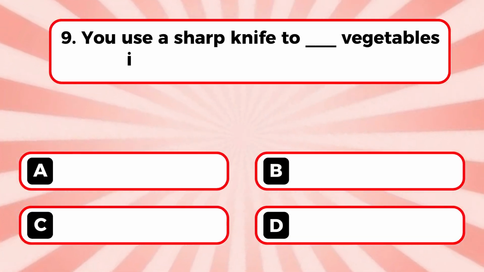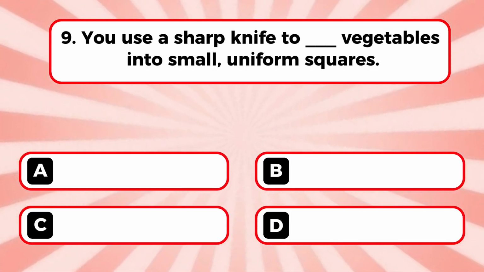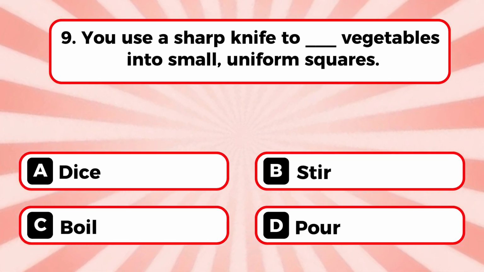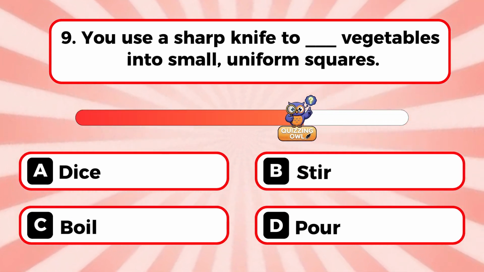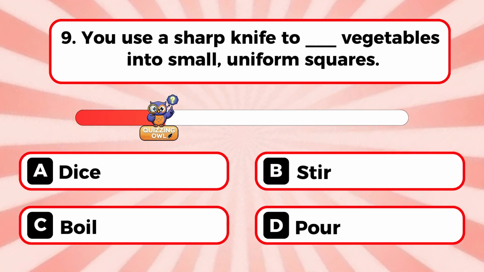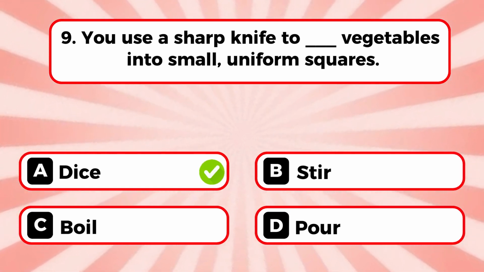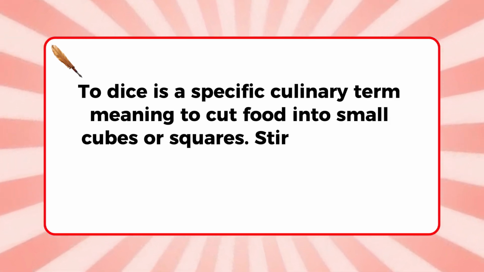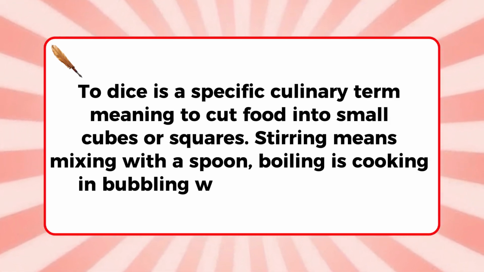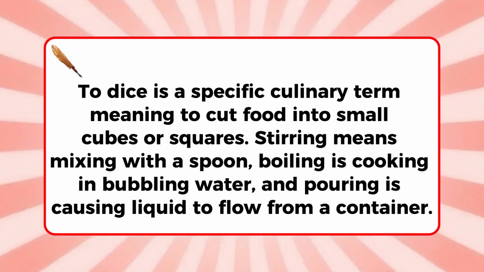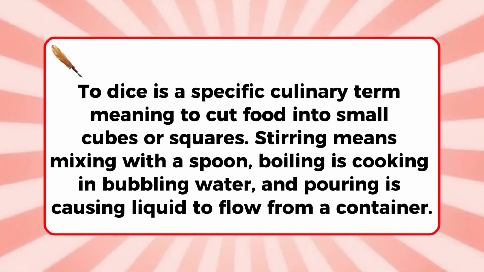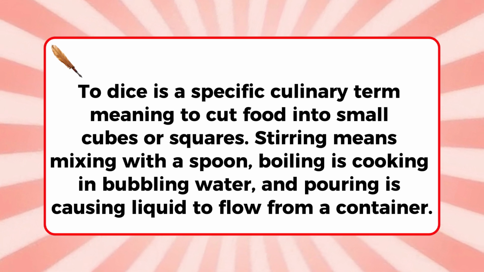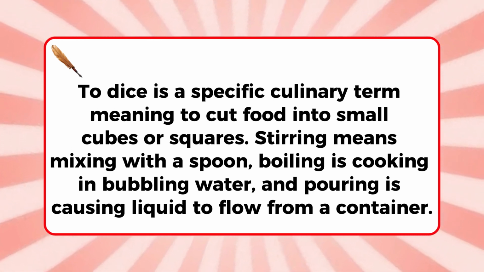9. You use a sharp knife to dice vegetables into small, uniform squares. To dice is a specific culinary term meaning to cut food into small cubes or squares. Stirring means mixing with a spoon. Boiling is cooking in bubbling water. And pouring is causing liquid to flow from a container.